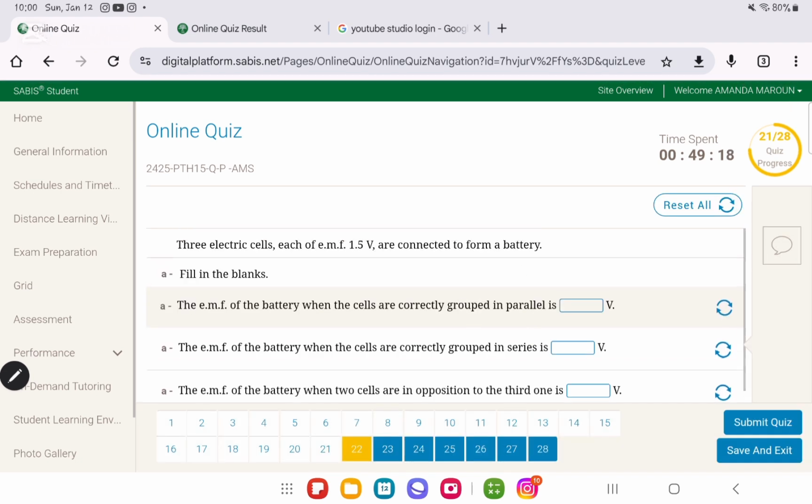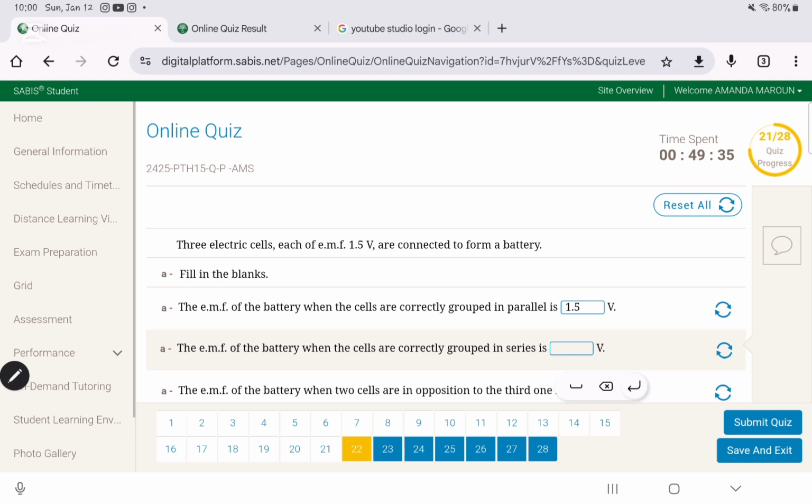Question number 22. Here you just have to imagine it. If they are all grouped in parallel, we know that electric cells grouped in parallel will all give us one electromotive force, which is the initial one, which is 1.5. Now, if you put them in series, then they are going to become additive. If you are putting the cells in parallel, it's all going to be the same.